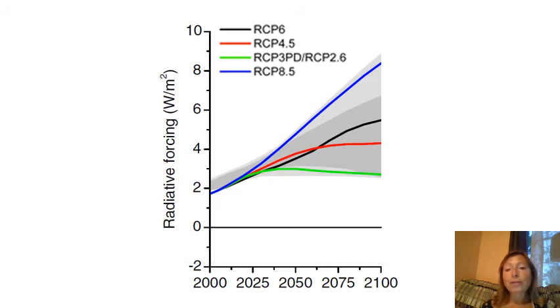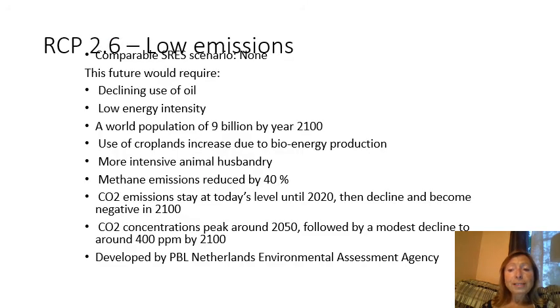But of course, the best case scenario would be something like RCP 3 or RCP 2.6, leading to stabilization after the middle of the century. So let's start with this best case scenario. The RCP 2.6 is a low emission scenario, which is leading to stabilization within the next 10 years. This is the scenario that was developed by the PBL Netherlands Environmental Assessment Agency. This is essentially an equivalent of our EPA in the Netherlands.